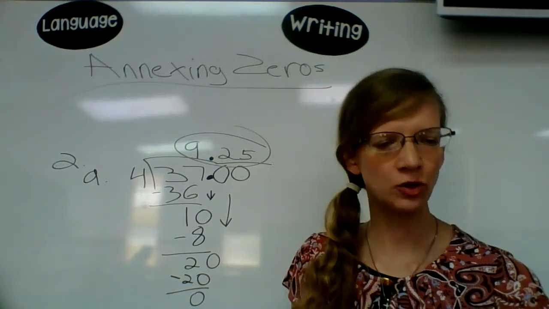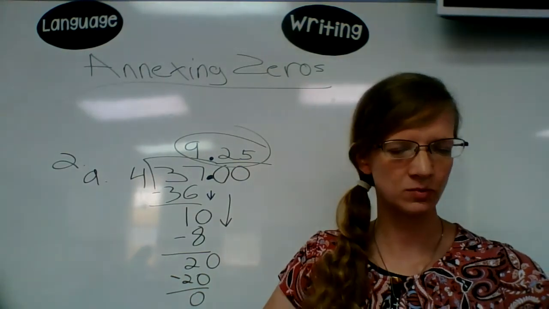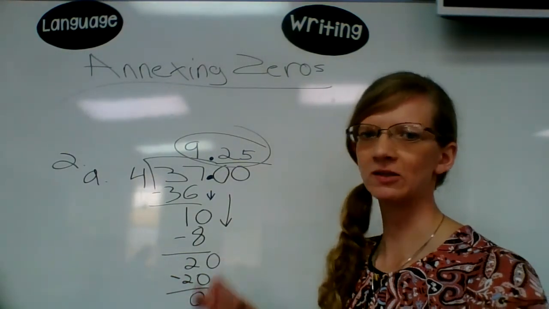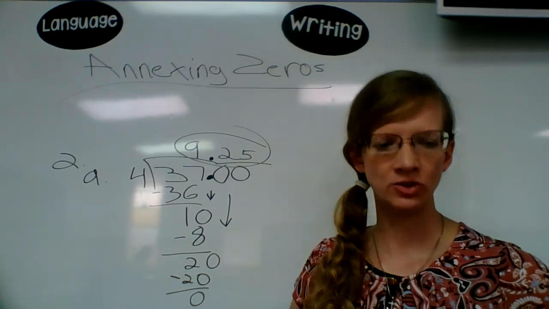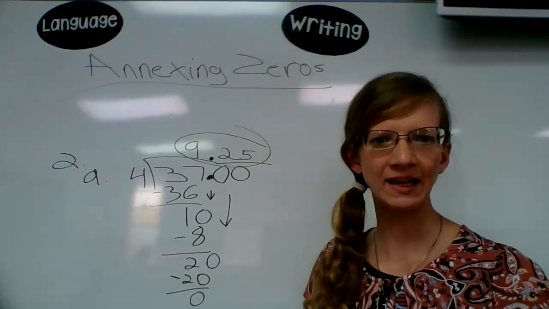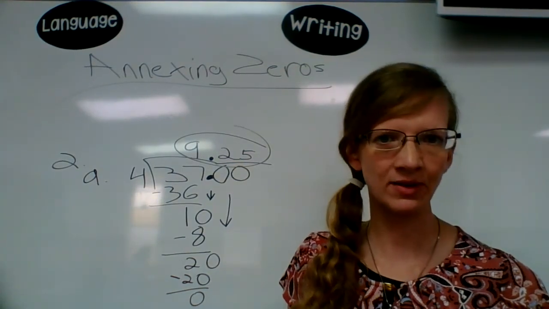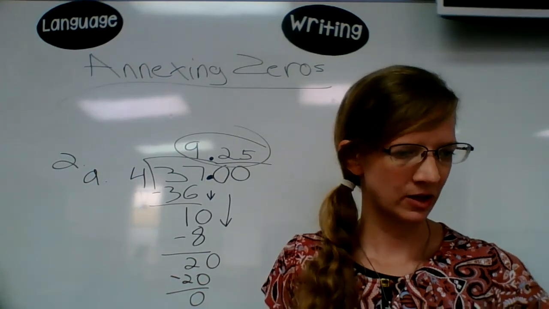So that's what you're going to be doing on page 277, adding zeros, annexing zeros when you're dividing. And you just keep on going until you don't have a remainder left. So if you add 2 zeros, 3 zeros, 4 zeros, however many, it doesn't matter. You keep adding them until you don't have a remainder left. All right, so go ahead and do page 277. That's annexing zeros. Do all of that page.